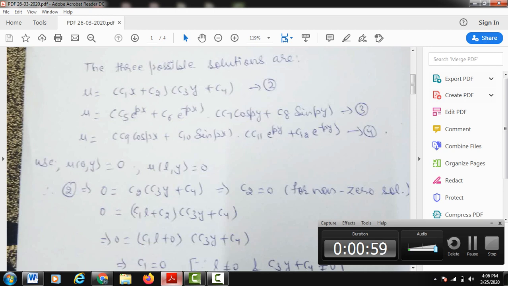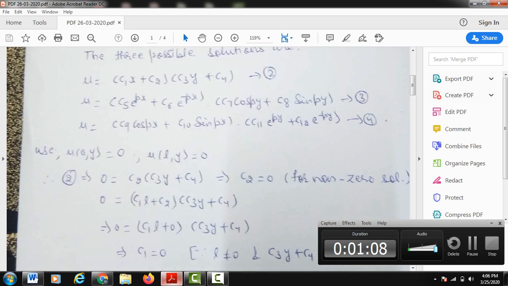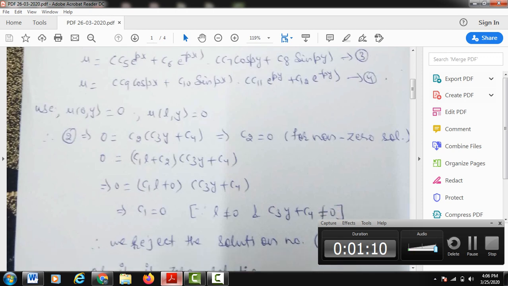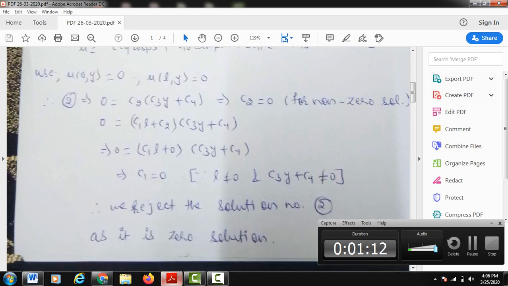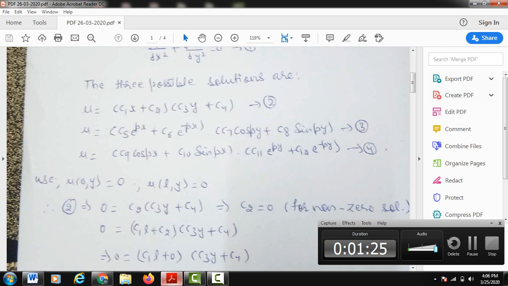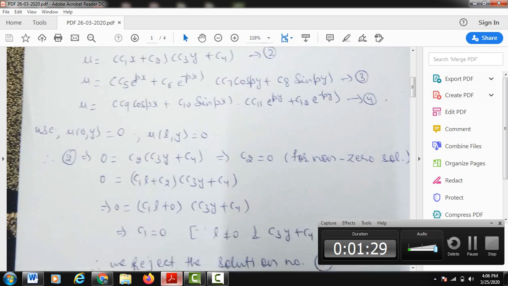The very first condition is u(0,y) is 0 and u(L,y) is 0, which means when x is 0 and x is L, y is fixed, the value of u is 0. Let us put these conditions in equation number 2. I got C2 is 0. If I impose the second condition u(L,y) equal to 0 in the second, I got C1 is 0. So if C1, C2 are 0, we have u as 0 from the second equation, which is a zero solution, which is not feasible. I want the non-zero solution.